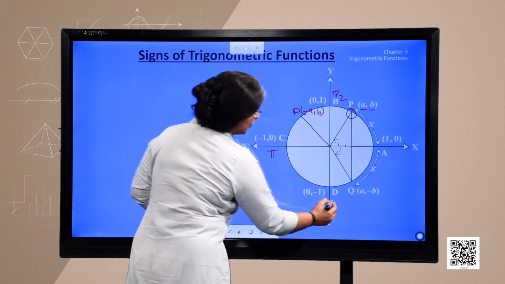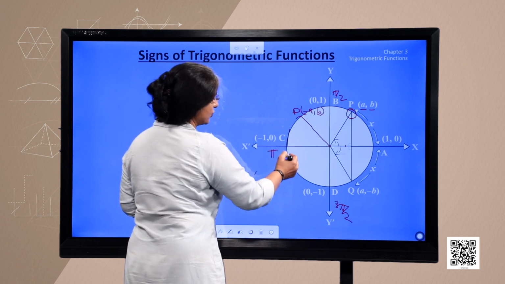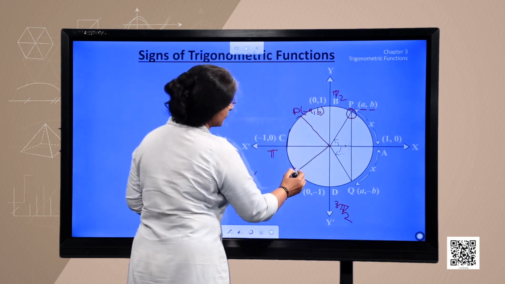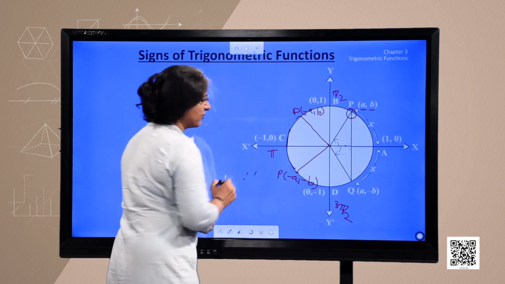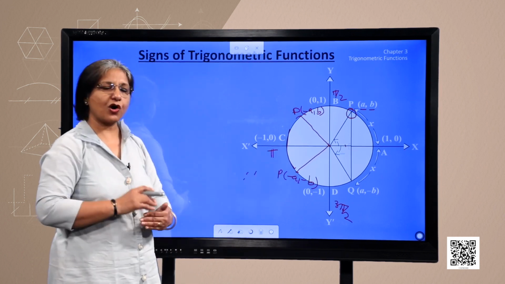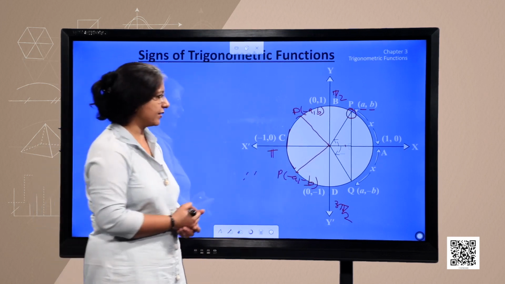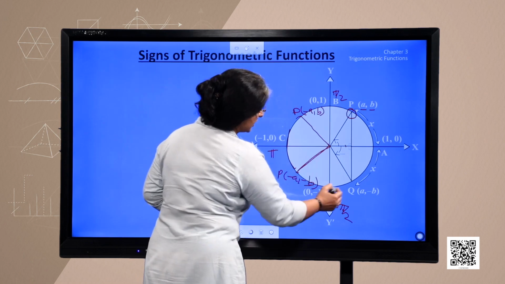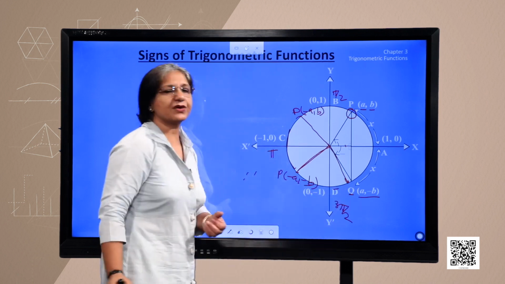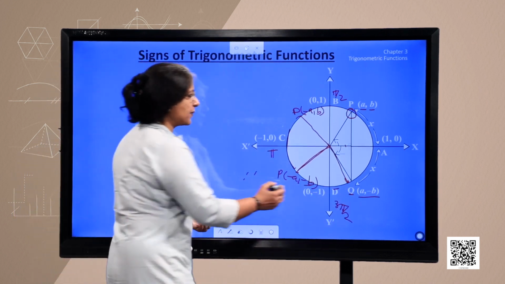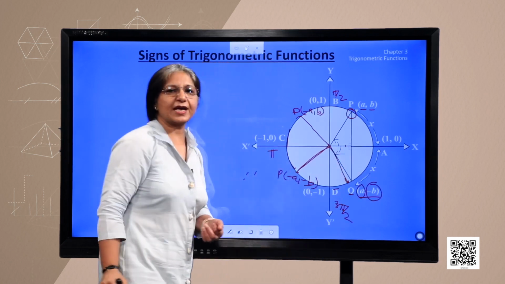When we move from pi to 3 pi by 2, which is called the third quadrant, and if this point moves to this place, its coordinates will be minus a and minus b. The coordinates of p will be both negative. Therefore, cos x will be negative as well as sin x will be negative in the third quadrant. And if we move this ray to this place, and suppose the coordinates are here q, as you can see here a is positive and b is negative. A represents cos, therefore cos is positive, and b is negative, which is sin, so sin is negative.